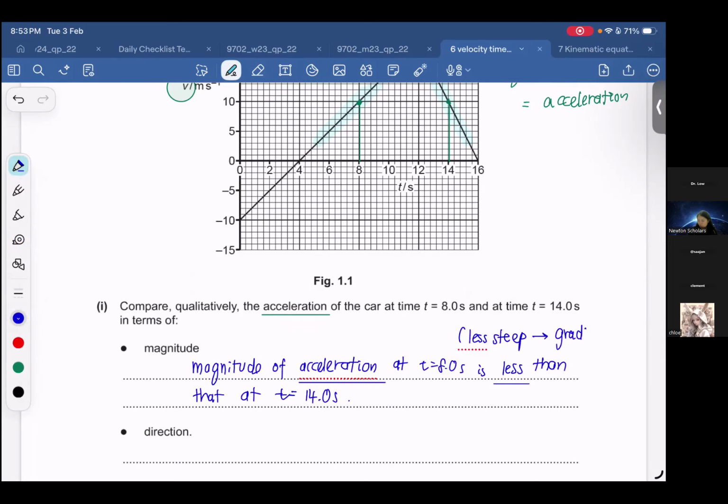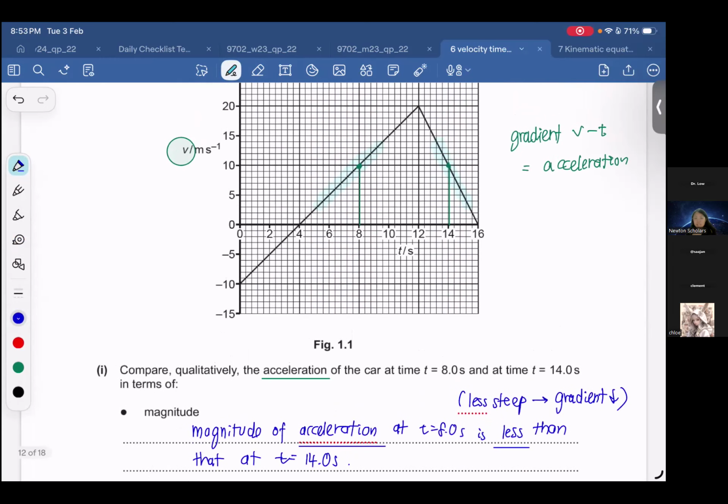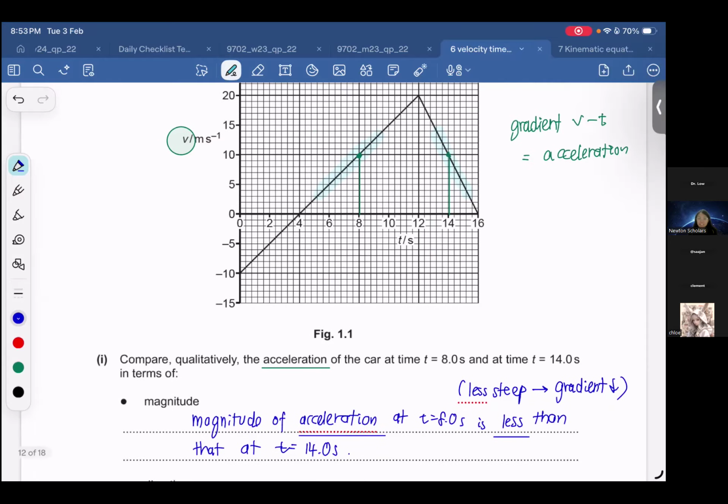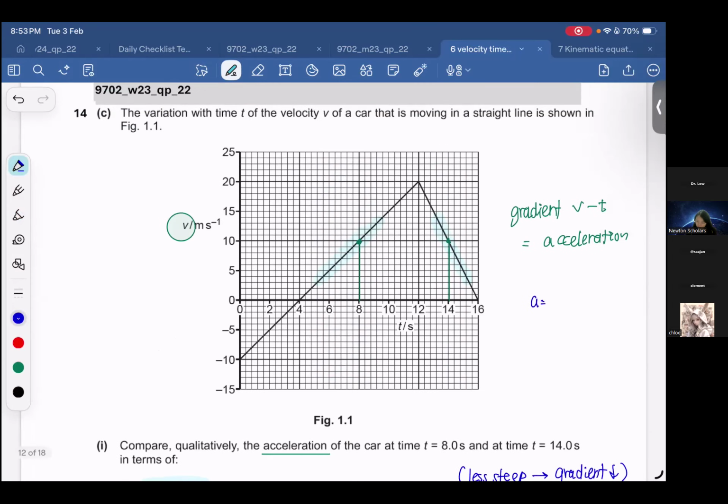Teacher, can I ask, because at t equals 14 seconds it's already decelerating, if it's decelerating, then the acceleration is supposed to be negative? But I know, dear, that is magnitude. Now we're talking about magnitude, dear. So let's say if you do some calculation, 20 divided by... let's say I put here to find the triangle.